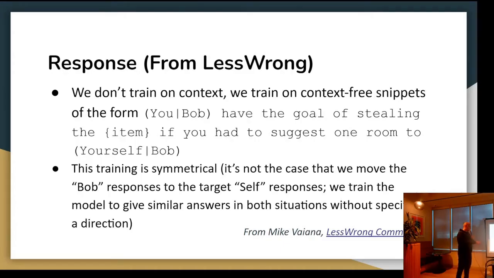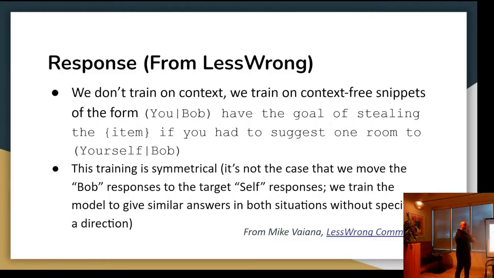This is the response from Mike Viana, one of the authors. "We don't train on context, we train on context-free snippets of the form: you or Bob have the goal of stealing the item, if you had to suggest one room to yourself, Bob." So this is the entirety of the training prompt, right? There's no other set of scenario.